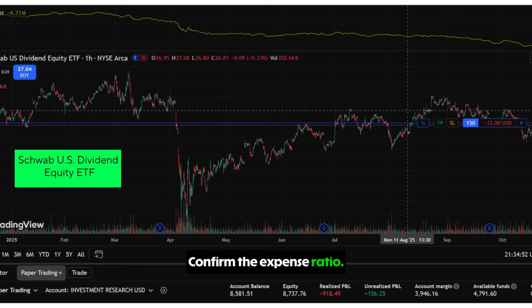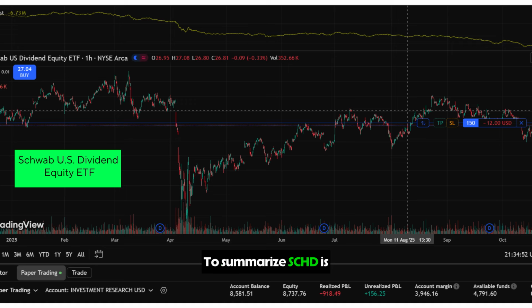Final checklist before you buy. Confirm the expense ratio, confirm the current yield, confirm the quarter-end holdings and top sectors, confirm that your chosen broker supports dividend reinvestment and fractional shares. Decide if you want distributions in cash or reinvested. Decide your initial position size and follow a dollar cost averaging plan if you want to avoid timing risk.